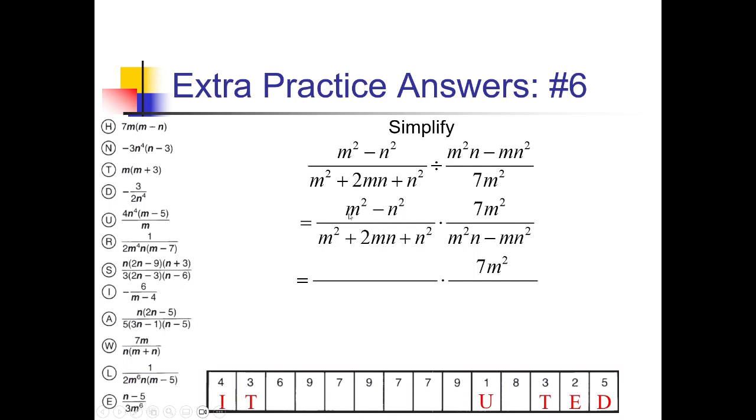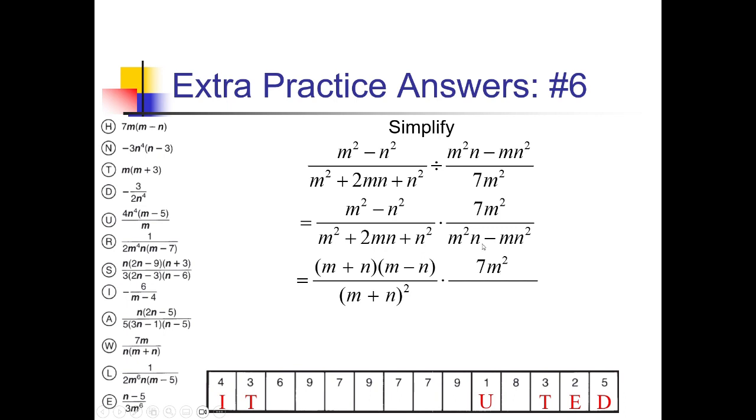Square root of m squared is m, square root of n squared is n, so we have m plus n and m minus n. Down in the lower left, I have a perfect square sandwich. Square rooting those and putting the sign of the middle term in there, I have m plus n quantities squared. And if I multiply these together and double it, I do have 2mn, so that's nice. The 7m squared is fine the way it is.